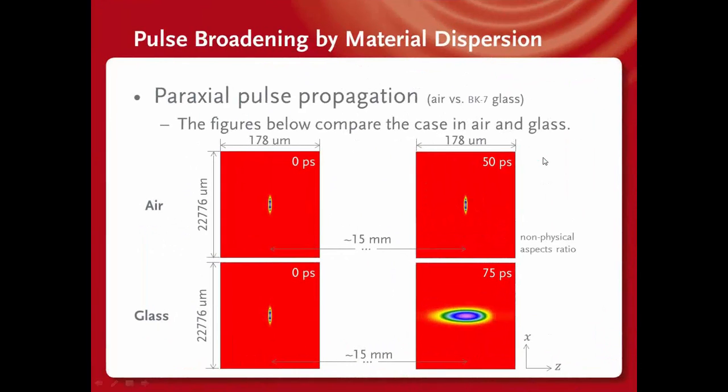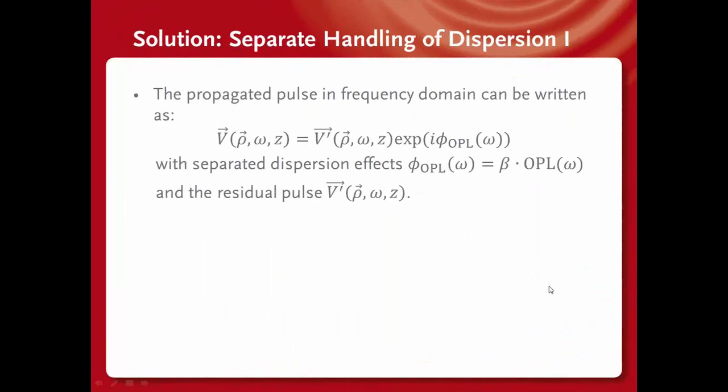So here again you see a typical example of how the pulse is really stretching. Here in the upper row you see the pulse propagation through air along a distance of 50 millimeter, and in the lower row you see the same pulse propagated in glass, and you clearly see that due to the dispersion the pulse is stretched. So that means that we have to find a solution how we can avoid this dramatic increase of the number of harmonic fields. And we have solved this using a smart and separate handling of the dispersion effects.